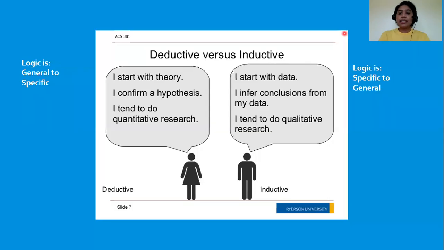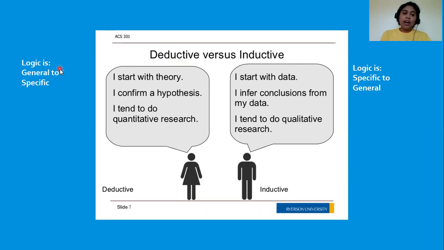Hi everyone. Today we're going to talk about deductive and inductive reasoning, which are the two major types of reasoning, that is, ways of thinking, that are used in research. Deductive and inductive reasoning, or logic, we're still referring to the same thing, are ways in which we make sense of research. So, on the one hand, we have deductive reasoning.